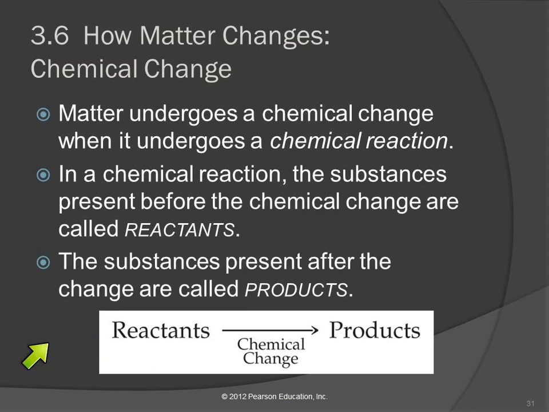Just like we read left to right, we write these in this order, starting with the reactants, ending up with the products. And it's important to understand reactants are on the left of the arrow, products are on the right. And these words give you a clue. The reactants react to produce the products.